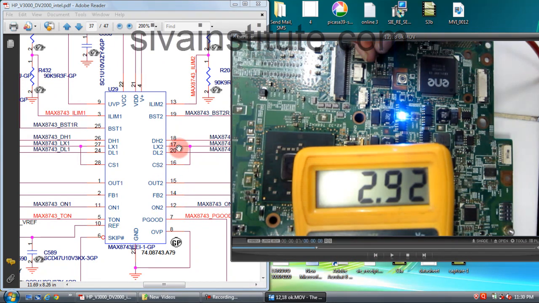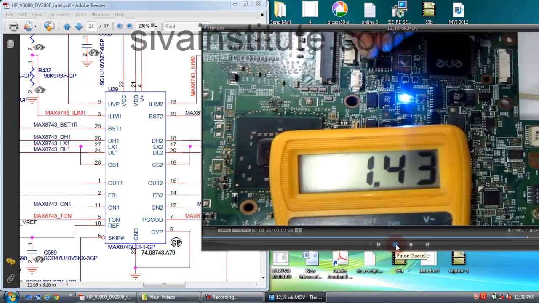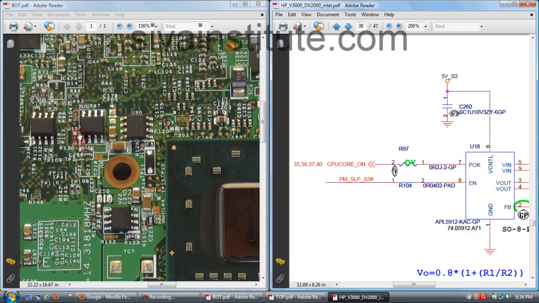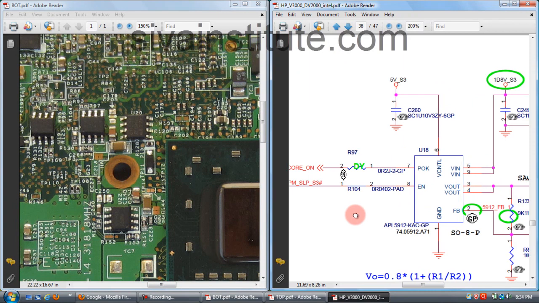We will check here pin number 18. See here, 1.4 volts. This voltage is okay. Pin number 18 is the output. When you give pin number 12, this output comes out from pin number 19. This is okay. This is U18. When you give the SLP S3 enable voltage, 3 volts, to pin number 8, this IC will start function.